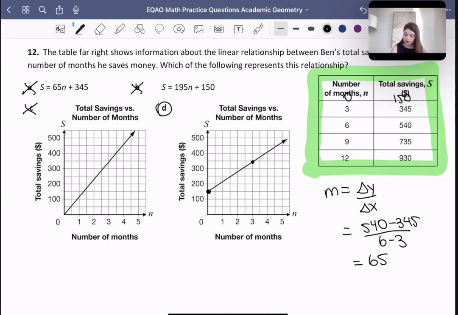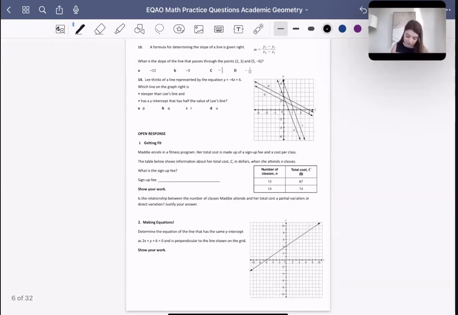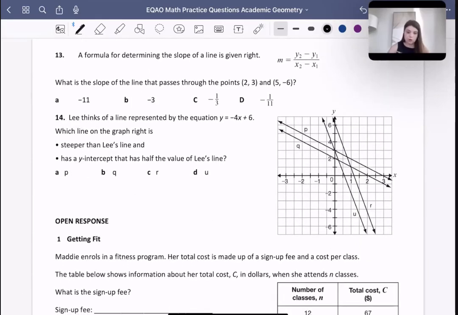Now it's a little bit hard to tell with this graph because we can't verify a second point, because it doesn't go past 5 months. So the only point we can verify on these graphs is (3, 345), but we can also find another point in our table of values that will help us out here, and that's what we did. Very good. Okay, let's move on to question number 13.